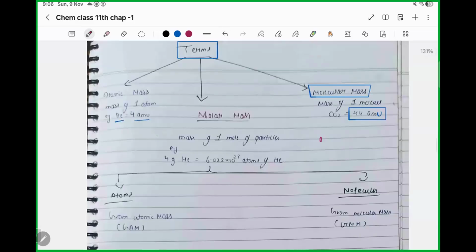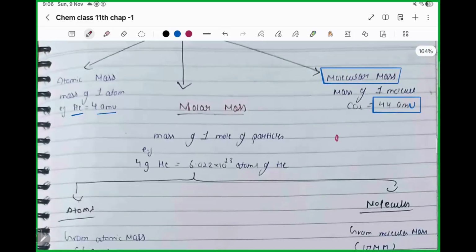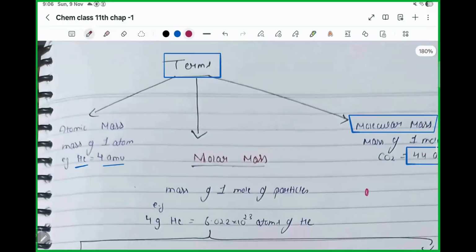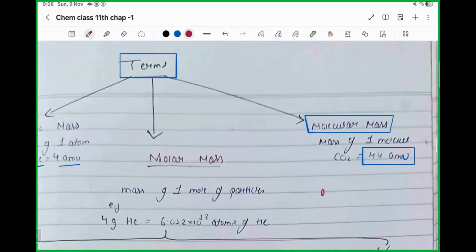Do you remember I told you, if you are talking about one atom, you will call it in AMU. If you are talking about one mole of atoms, you will take it in grams, right? Can you repeat once again? Sure. What is atomic mass? Atomic mass is the mass of one atom. And what is molecular mass? It is the mass of one molecule.